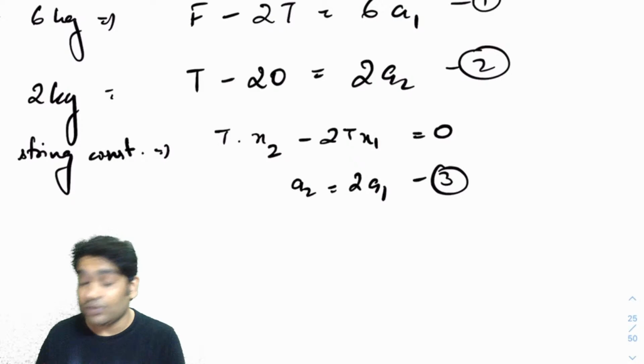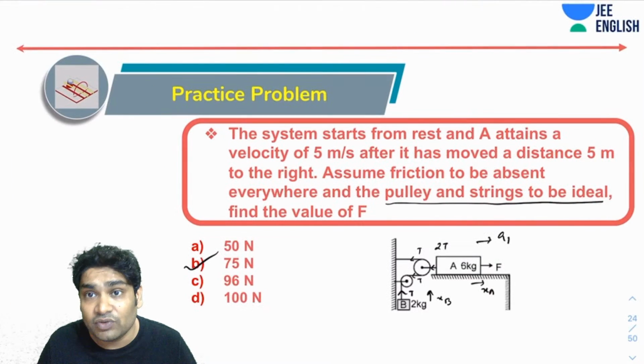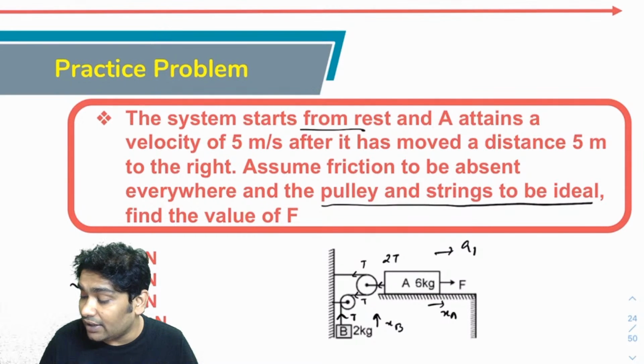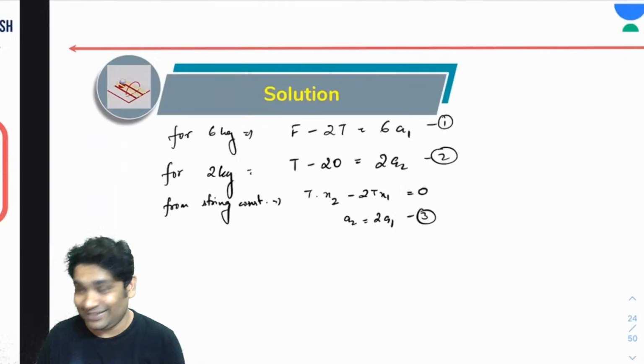So that is my third equation. Now the fourth equation is very, very simple. The fourth equation is about the acceleration, which you can find very easily. It says the system starts from rest and attains a velocity of 5 after having moved a distance of 5 to the right. Alright, so I can use v square minus u square equals 2as.